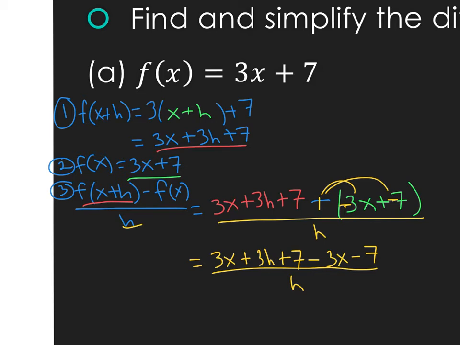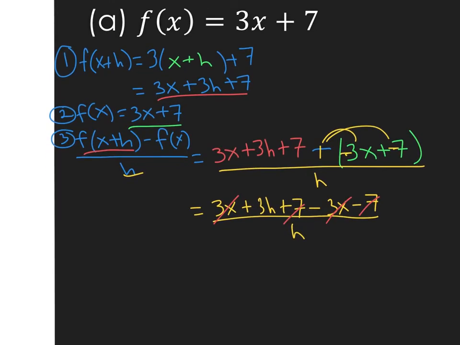Now, when we simplify, notice we have a positive 3x with the negative 3x, which is 0x. And 7 minus 7, which is 0. So it's very similar to what we had before. When we simplify, we have 3h over h, and then those h's cancel out, so our difference quotient for the function 3x plus 7 is 3.